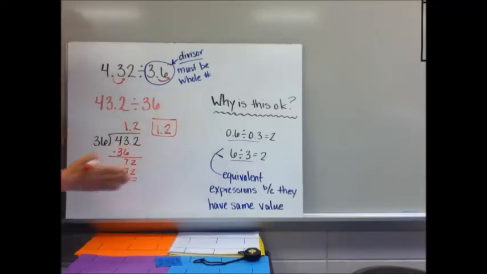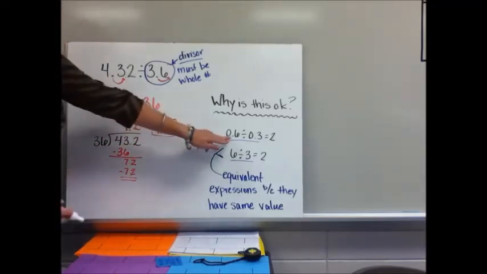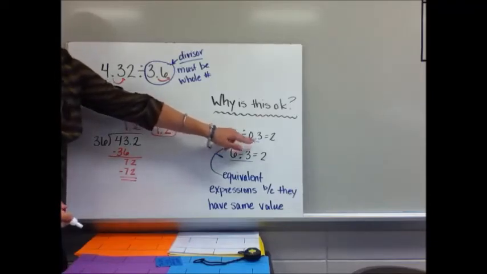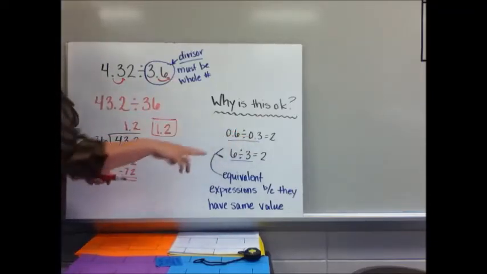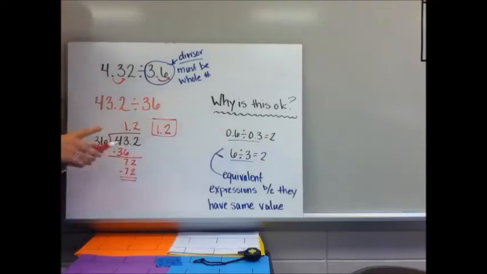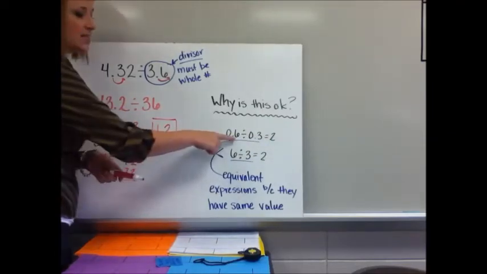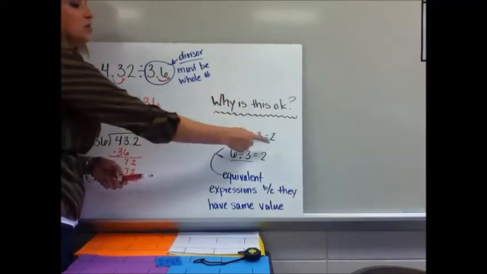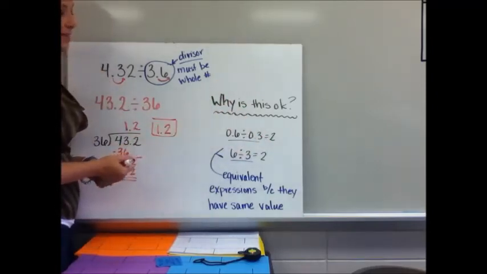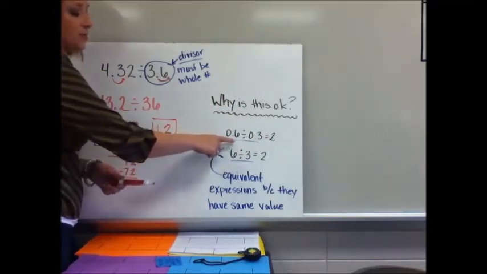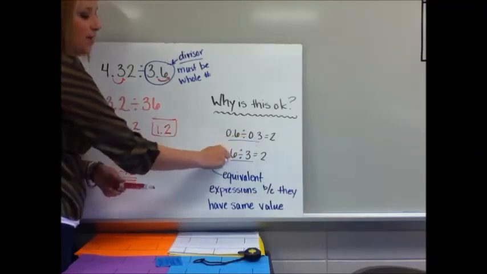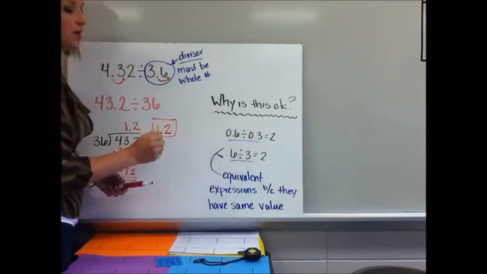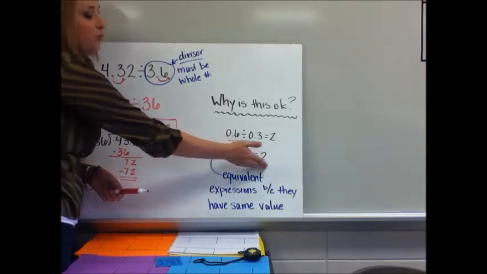So why is this okay? Take this, 0.6 divided by 0.3. If you were to put that in your calculator, you're going to get 2. Or think of it in money. If I have 60 cents and I want to divide that into stacks of 30 cents, I'm going to have 2 equal stacks. If I were to move those decimals over one spot, I would have 6 and 3, those whole numbers. And as you know, 6 divided by 3 is 2.